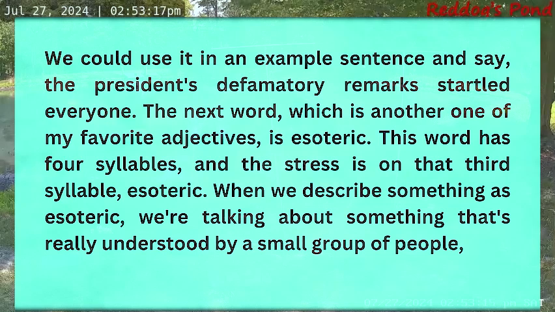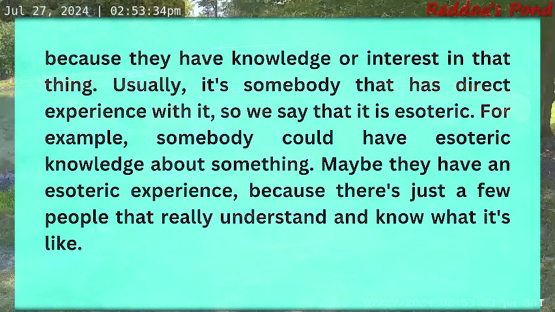The next word, which is another one of my favorite adjectives, is esoteric. This word has 4 syllables, and the stress is on that third syllable, esoteric. When we describe something as esoteric, we're talking about something that's really understood by a small group of people because they have knowledge or interest in that thing. Usually it's somebody that has direct experience with it, so we say that it is esoteric.